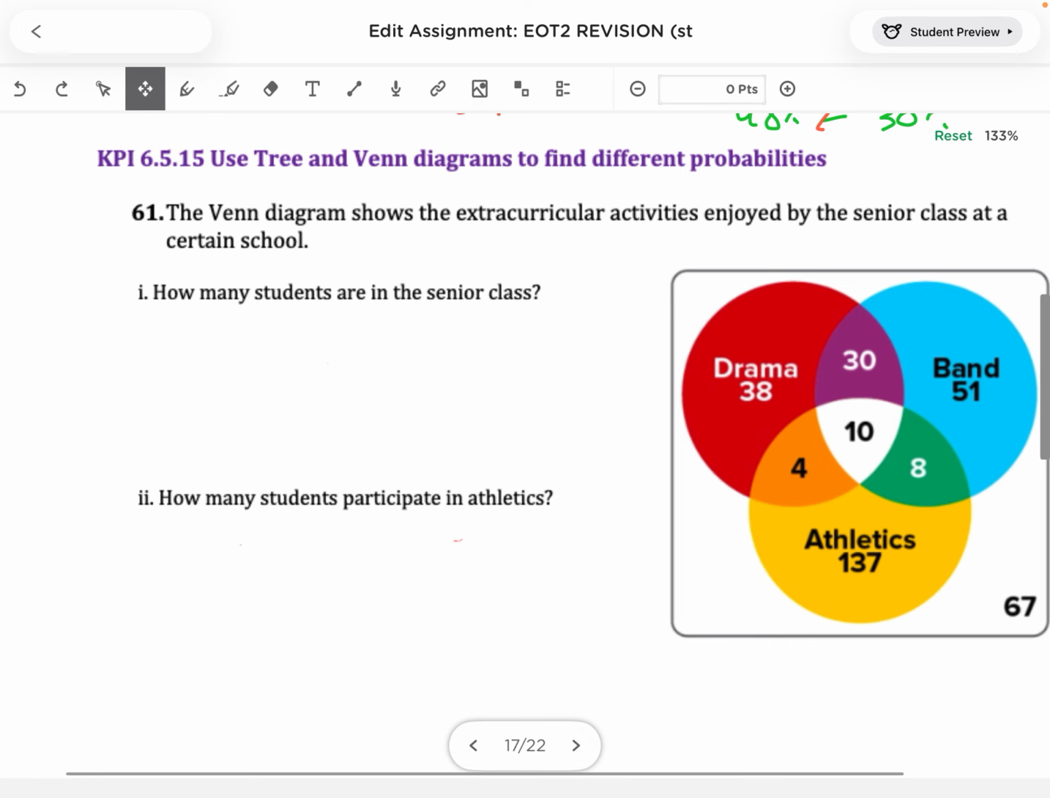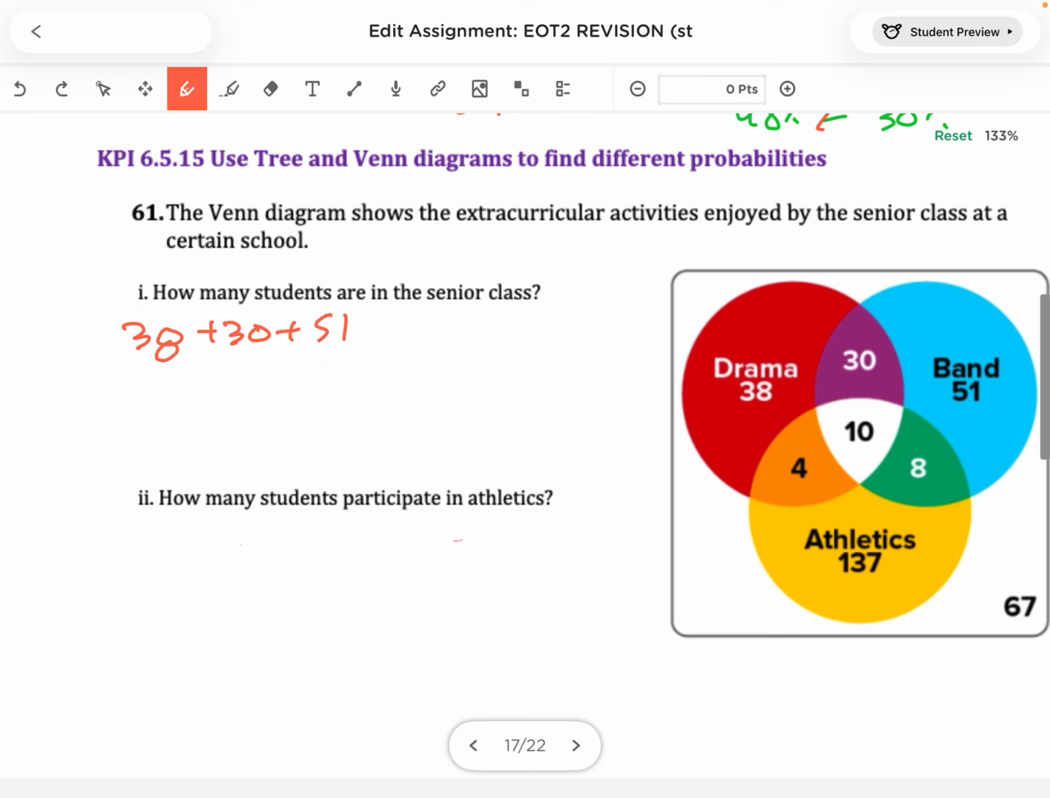Last part. A Venn diagram shows extracurricular activities enjoyed by senior classes. How many students are in the senior class? So I have to add all numbers in all regions: 38 plus 30 plus 51 plus 4 plus 10 plus 8 plus 137 plus 67. And the answer is 345. Done.